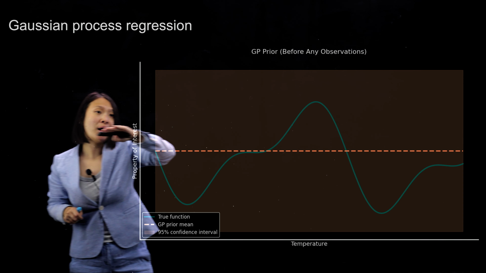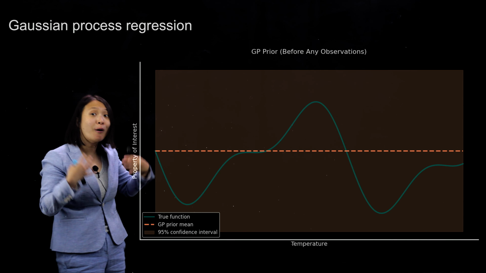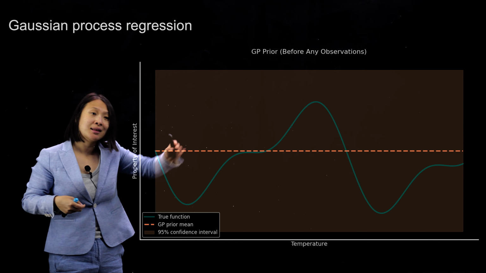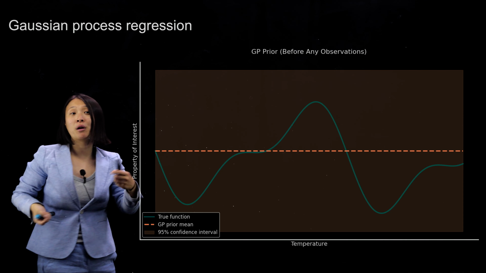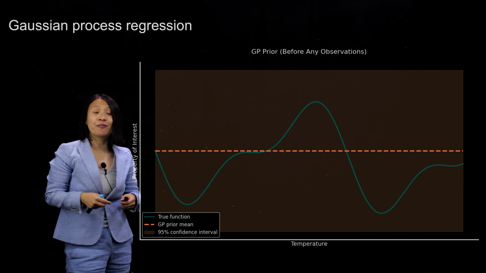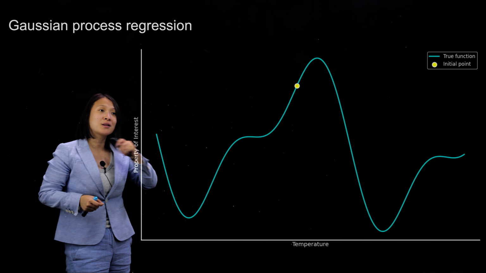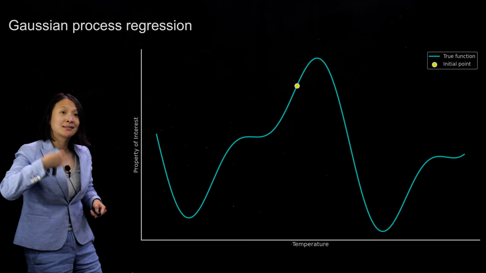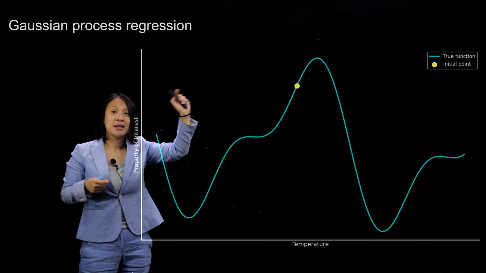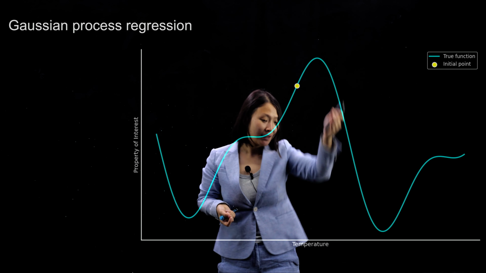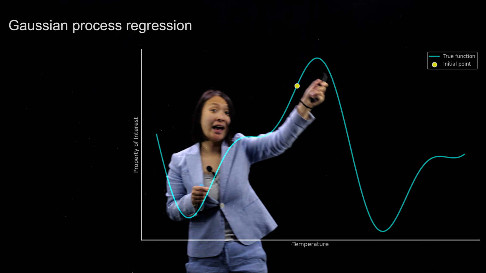So in this case, this dashed orange line is called a Gaussian process prior. So we have a prior mean, and then we have the uncertainty, in this case noted in the form of a 95% confidence interval. So this is our prior. Of course, then we start to take experiments, we start to take data. Imagine we conduct an experiment at the temperature of this yellow dot, and we measure the actual property of interest.